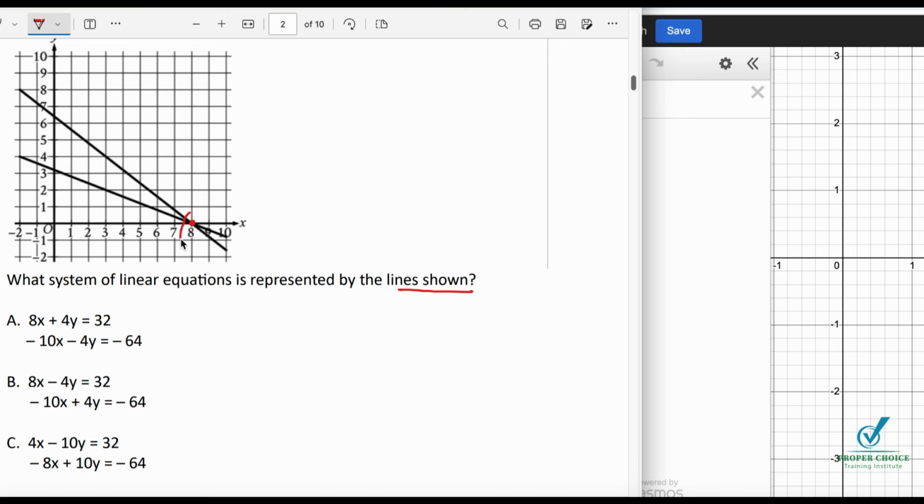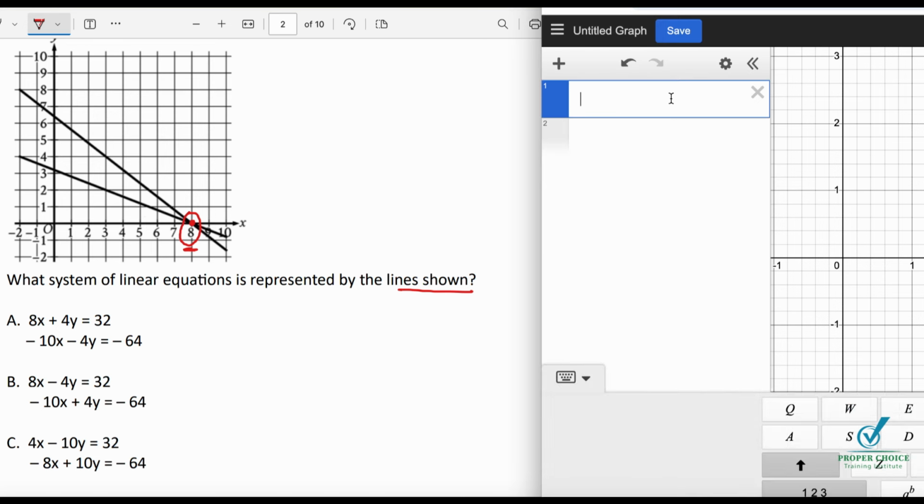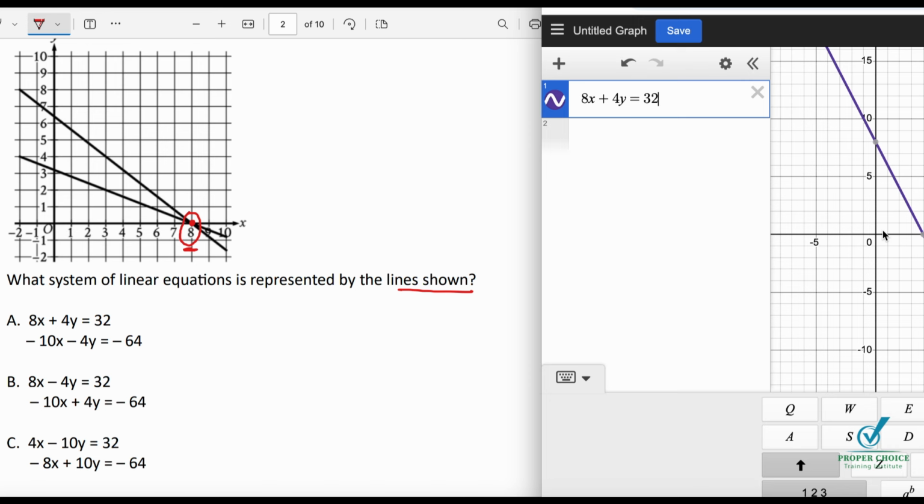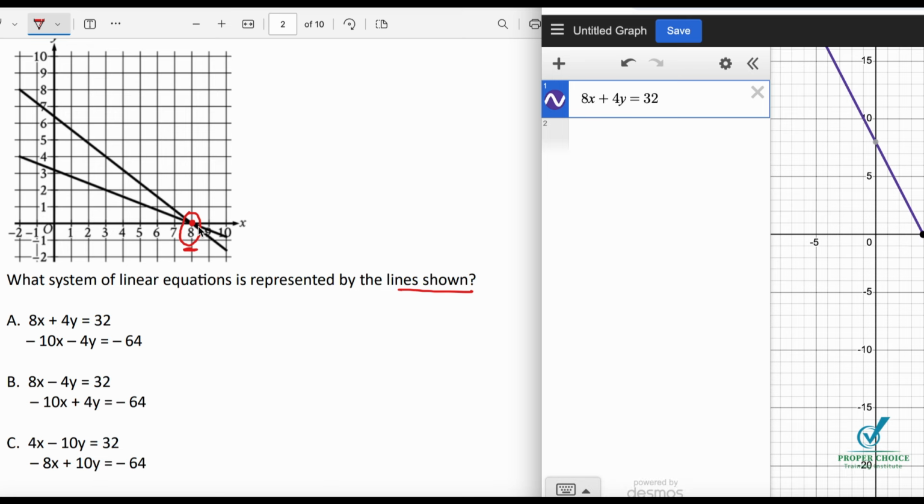What I can observe here is the x intercept of this line is 8, meaning the line crosses the x axis at 8. So keep this as a reference point, so that when you are typing each option into DESMOS, whichever option's graph matches this will be the answer. Now let's start with option A. It says 8x plus 4y equals 32. What I can see is, for 8x plus 4y equals 32, the x intercept, where the line crosses the x axis, is 4, but the given line crosses at 8, so this cannot be the answer.